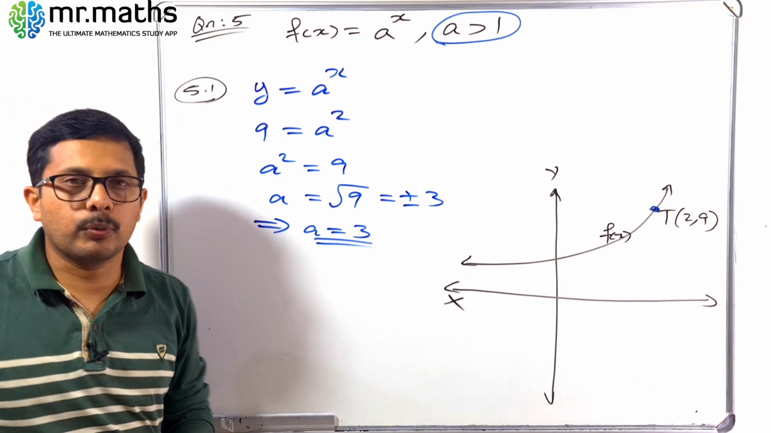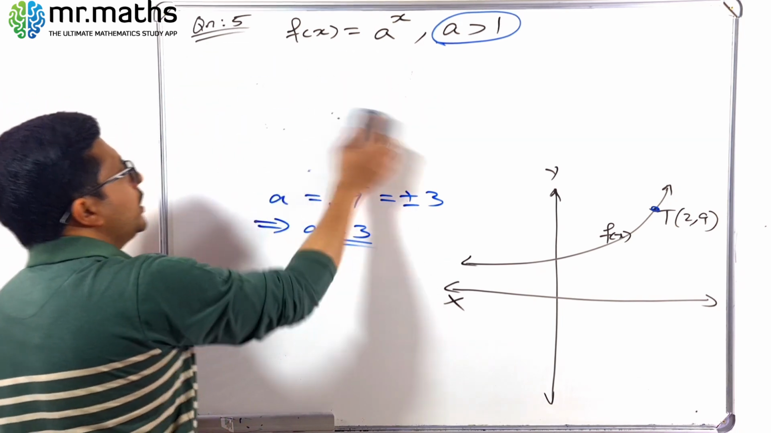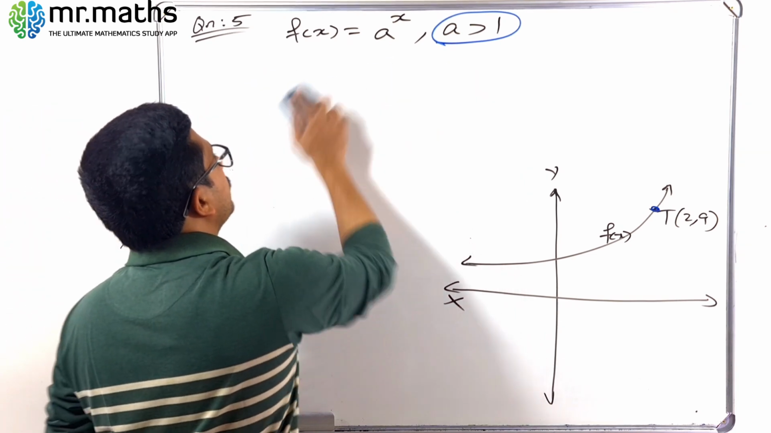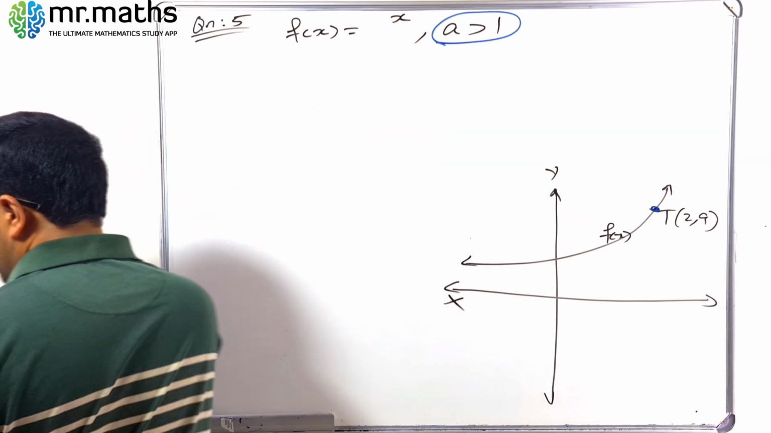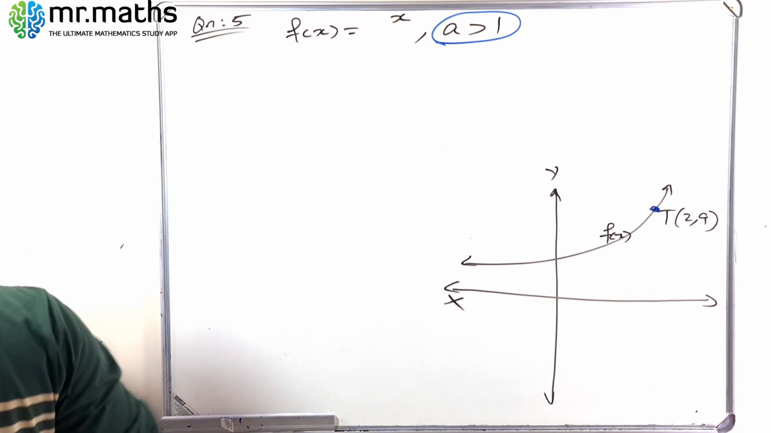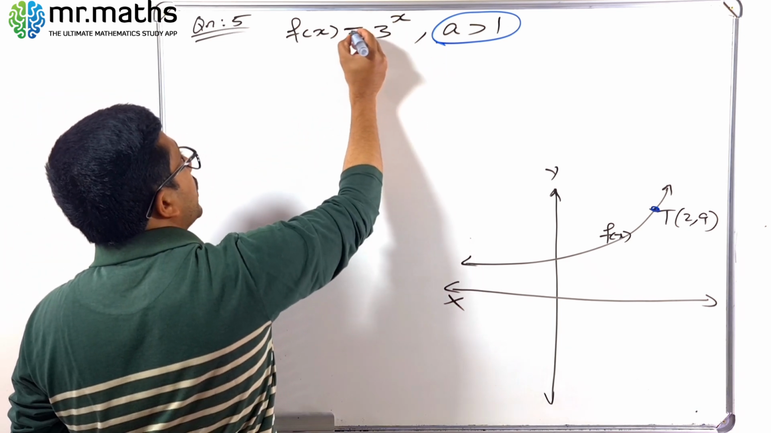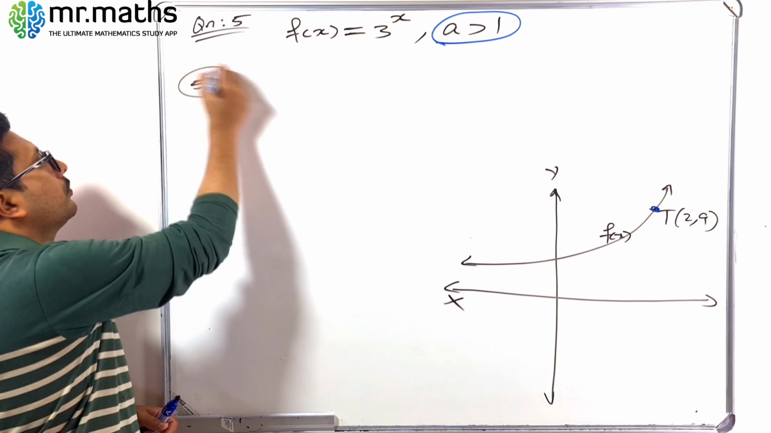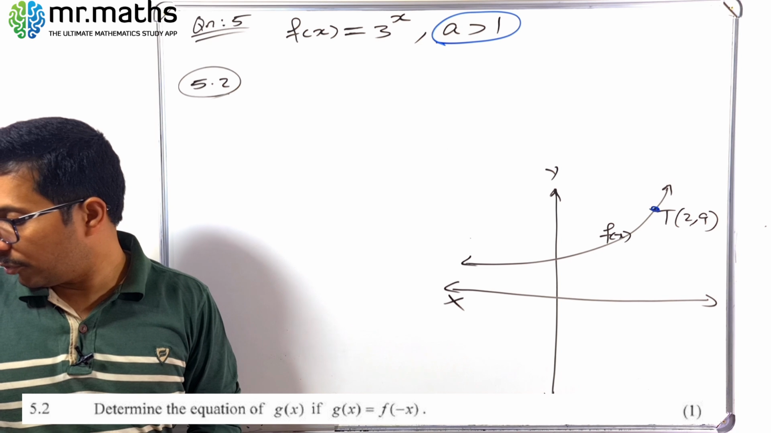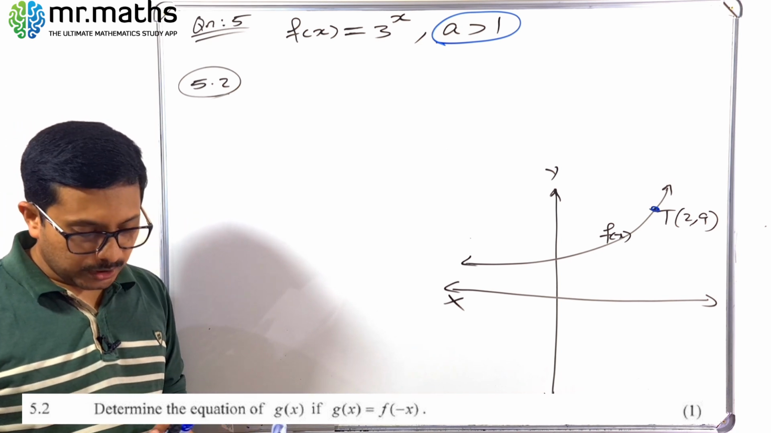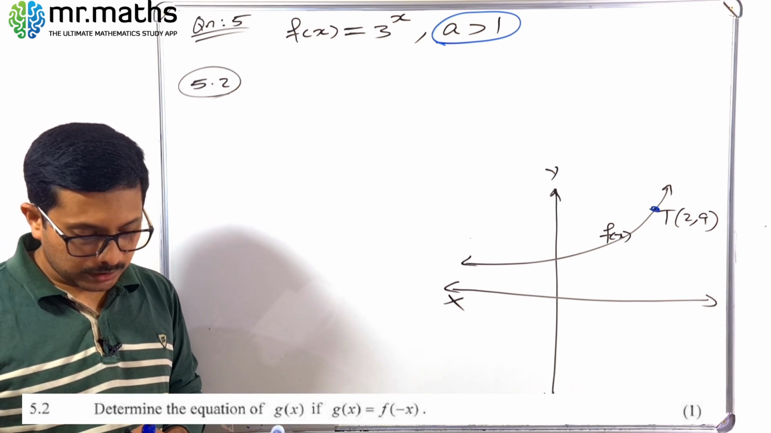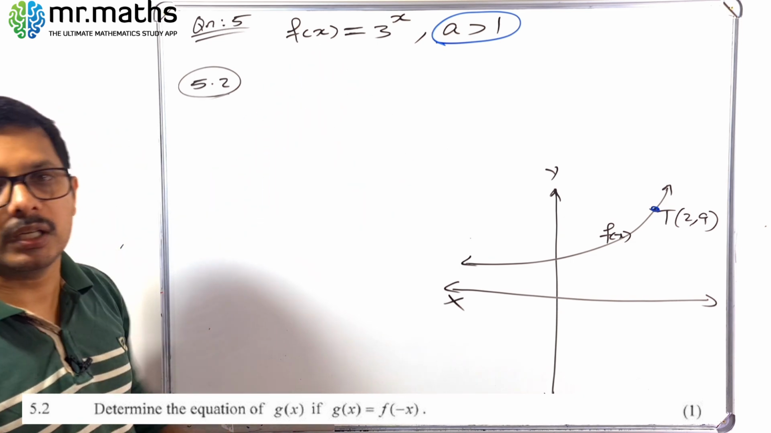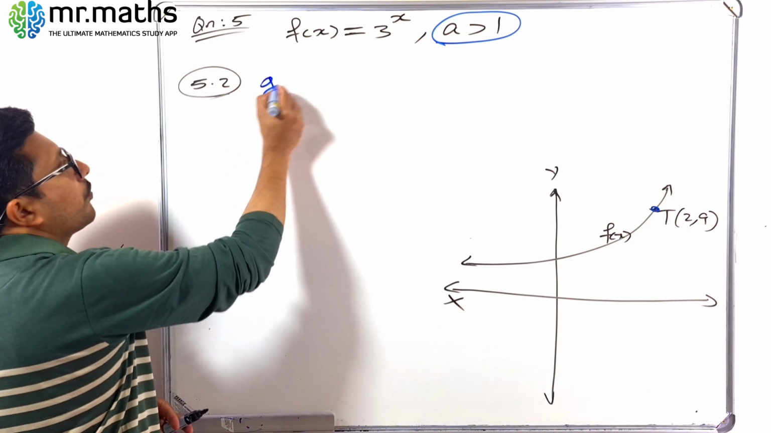Now let's move to 5.2. Let me change the equation also there. Now we know that a is 3, so f of x is equal to 3 raised to x. Now 5.2. Question number 5.2: Determine the equation of g of x if g of x is equal to f of minus x. Oh, simple question. This is f of x, and you have to find the equation of g of x.